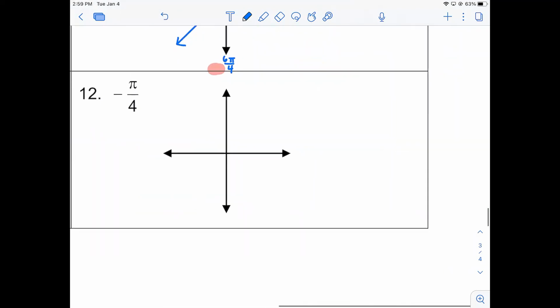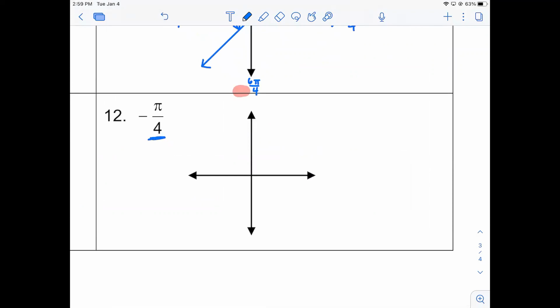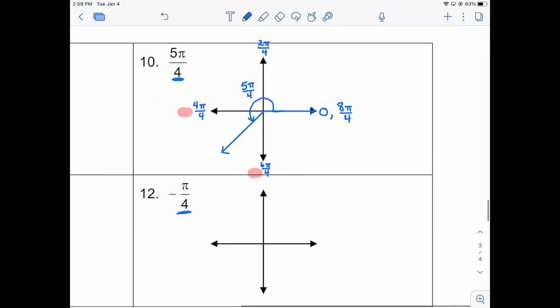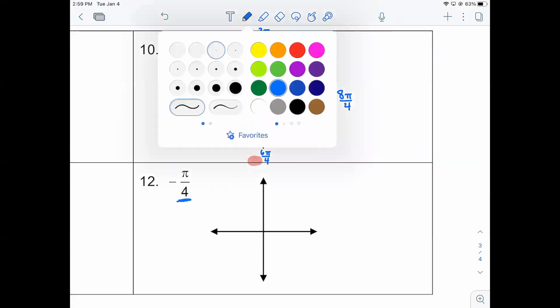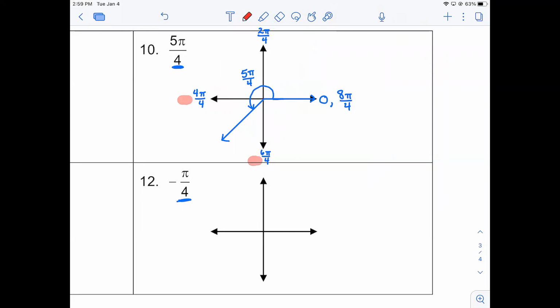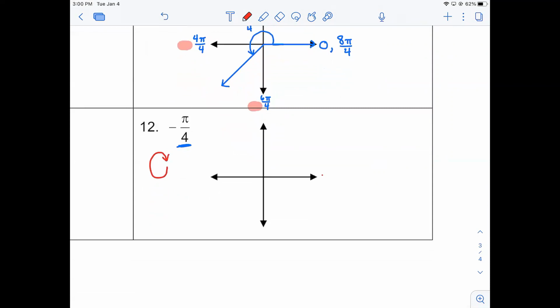Okay, and then this last one right here, they were nice to us because they put it in fourths again. So we can just look at what we got for our other one. However, this one is negative. So by making it negative, remember we're going in a clockwise direction now. So this one we have to start with 0, and then we're going to go to negative 2 pi over 4, negative 4 pi over 4, and negative 6 pi over 4. Okay, so if I'm graphing negative pi over 4, that's only 1 pi because there's a 1 out here that we don't write. So it has to be between these two right here.